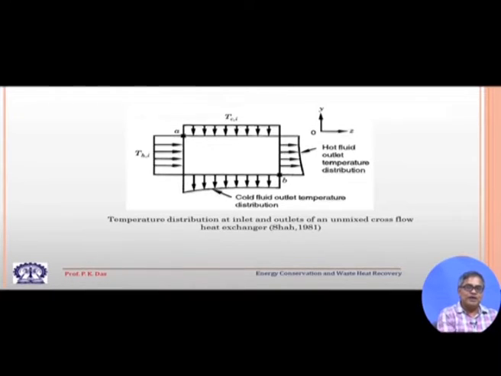And here you see, though at the inlet the temperature distributions of the two fluids are uniform, when they come out at the other end of the heat exchanger, the temperature distributions are not uniform. The reasons are obvious, you yourself can analyze and see that this is what has to happen.